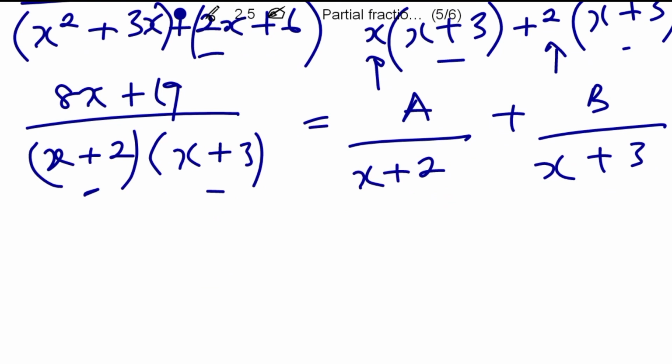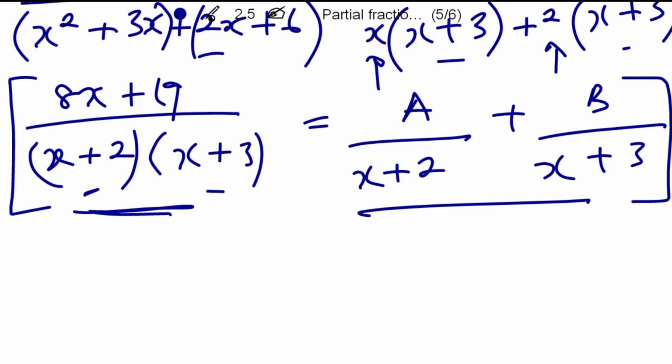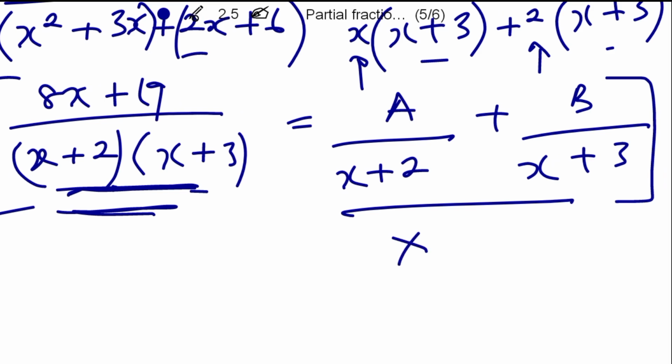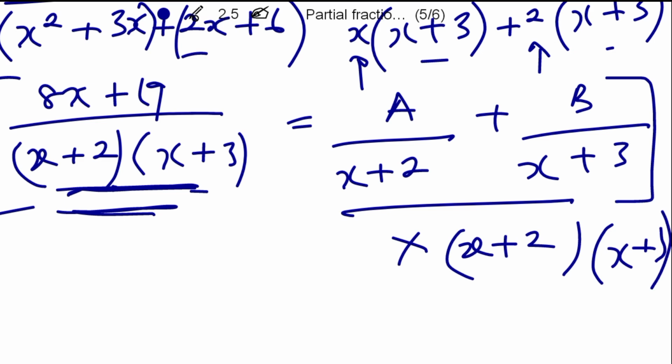The next thing we need to do is say this full expression is equal to the decomposed one. But to simplify it better, we need to find the values of A and B. So the way we do that is we look at the denominator and multiply through by the same value so we can cancel it out. We multiply everything by x plus 2 and x plus 3.